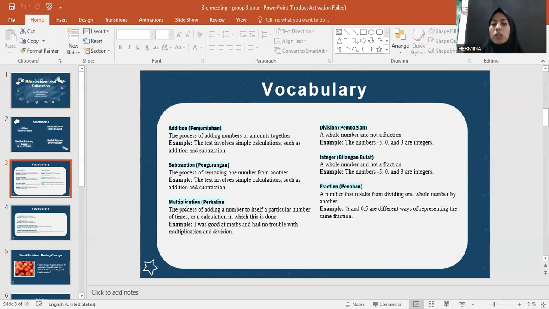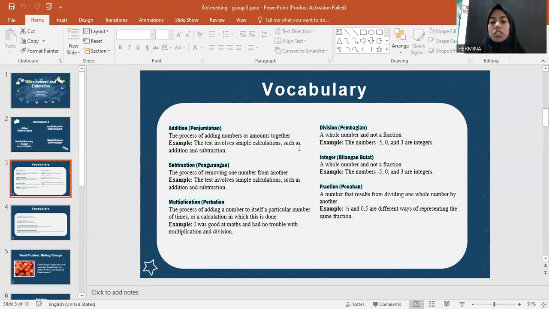Next, multiplication, or we call it perkalian in Indonesian language. Multiplication is the process of adding a number to itself a particular number of times, or a calculation in which this is done. Example: I was good at maths and I had no trouble with multiplication or division. This example shows how we use the word multiplication, but the correct example in mathematics is 4 times 2 is equal to 8, just like that.